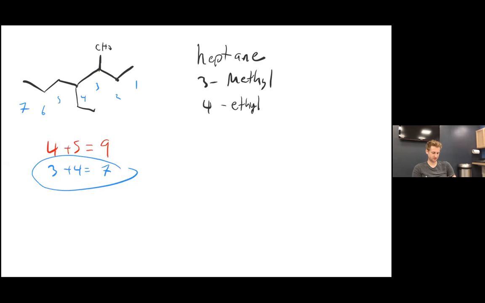Putting this together is going to be a little bit against what you would normally think. You're not going to use the numbers, you're going to use the letters, and you're going to go alphabetical. So we have ethyl and methyl here. Alphabetically, E comes before M. So for naming this, it's going to be a 4-ethyl-3-methylheptane.